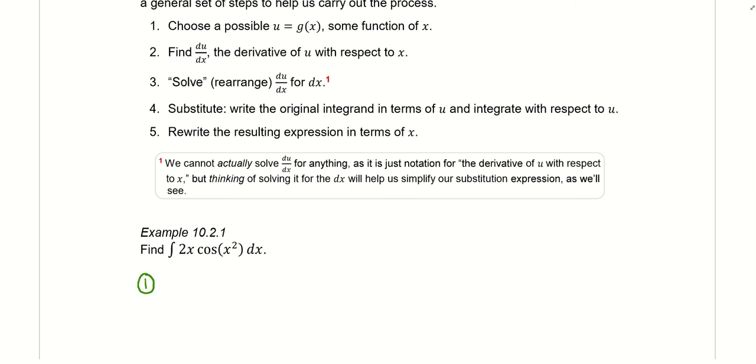So what I'm going to do is choose this x squared as my u. So I'm going to say u equals x squared. And that's all I need to do for step 1, just pick my u. So it's some function of x, and it's not too complicated itself. It's just x squared.